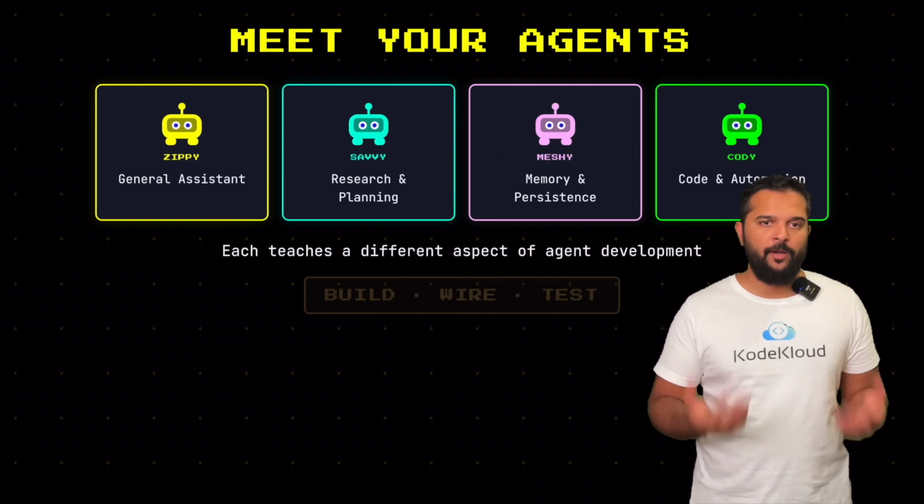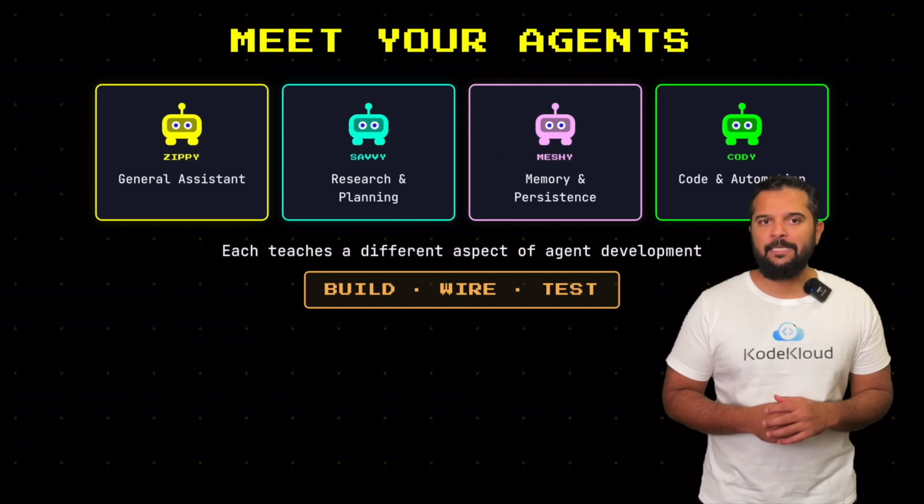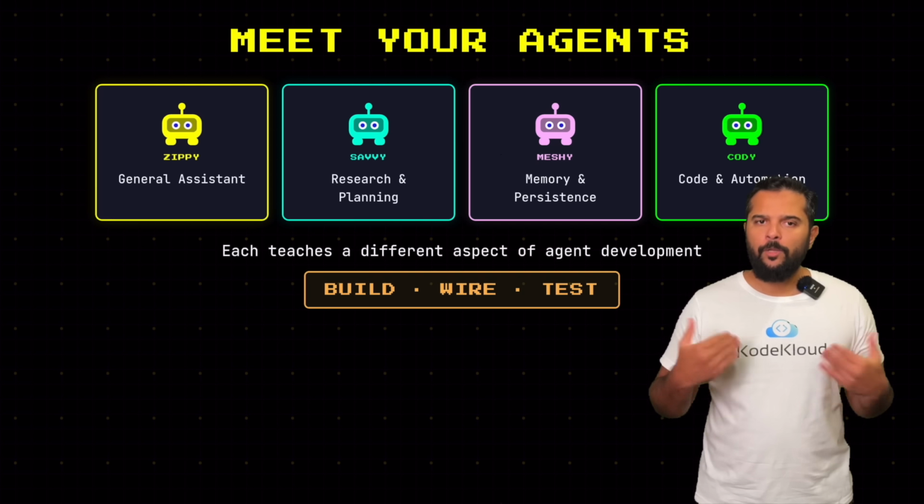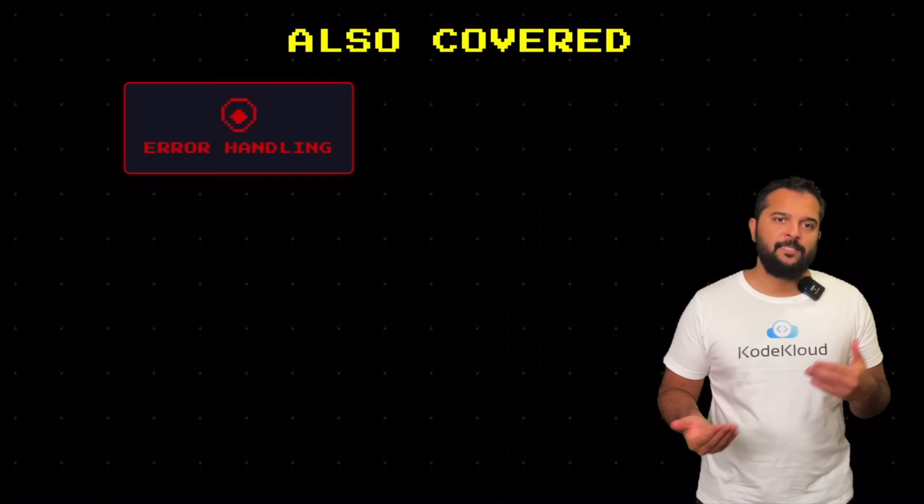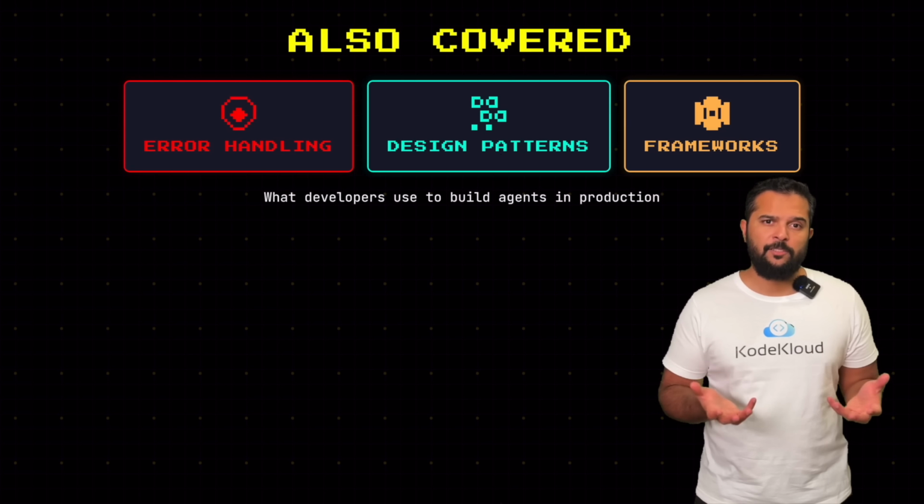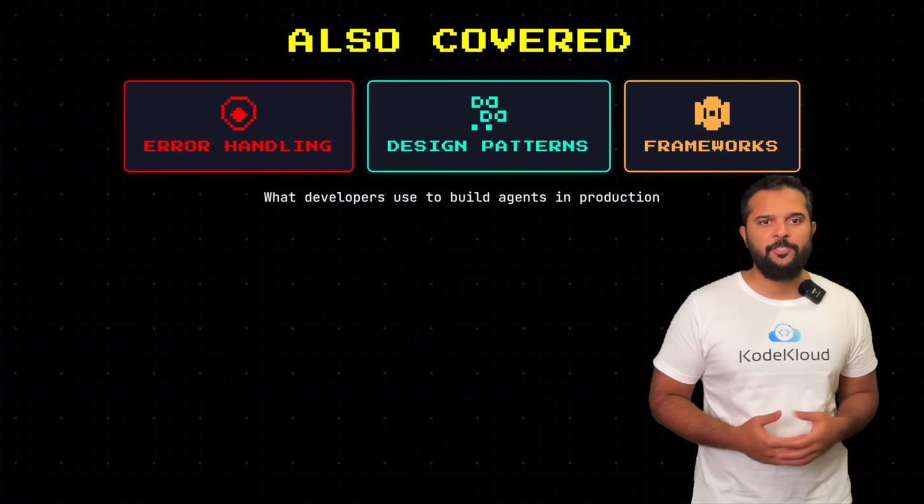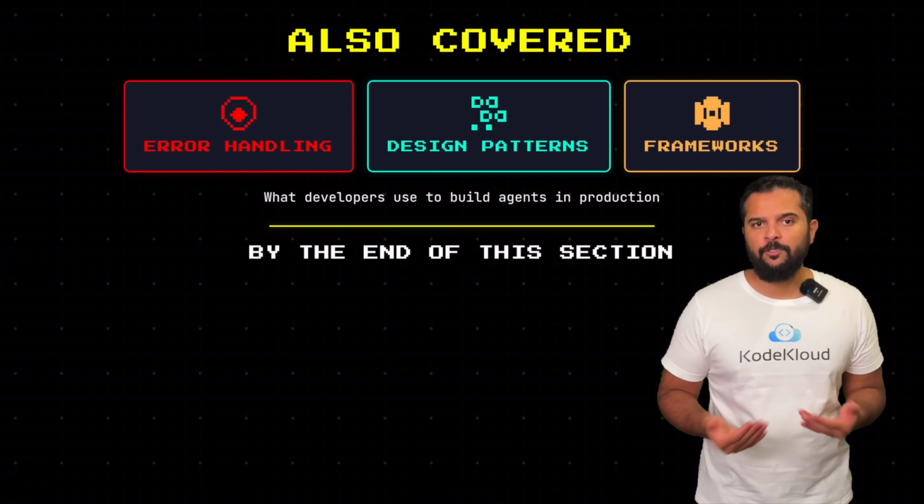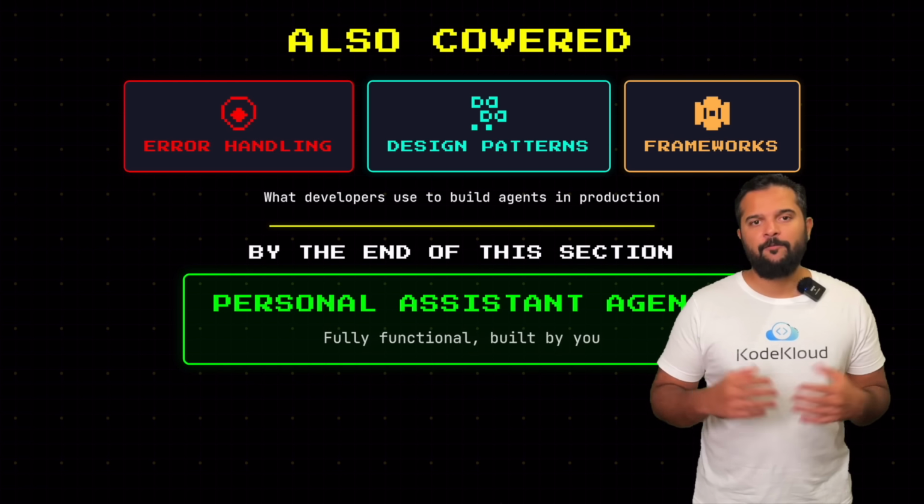You'll build them, wire them up with their components, and see how they handle real problems. We'll also cover error handling, agentic design patterns, and the frameworks that developers use to build agents in production. By the end of this section, you'll have built a fully functional personal assistant agent from scratch.